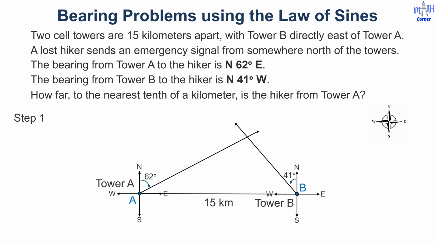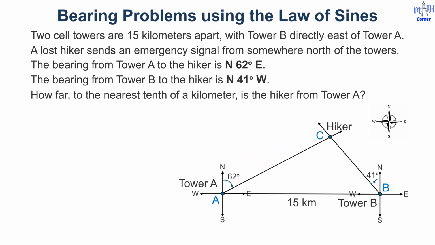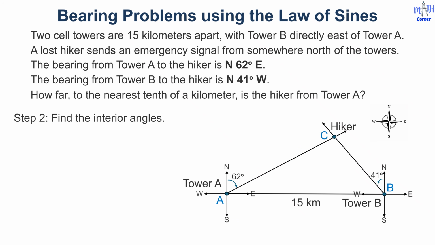These two rays intersect at the location of the hiker. Represent the hiker by point C. The points A, B, and C form triangle ABC. Step 2. Find the interior angles, or the angles inside the triangle.